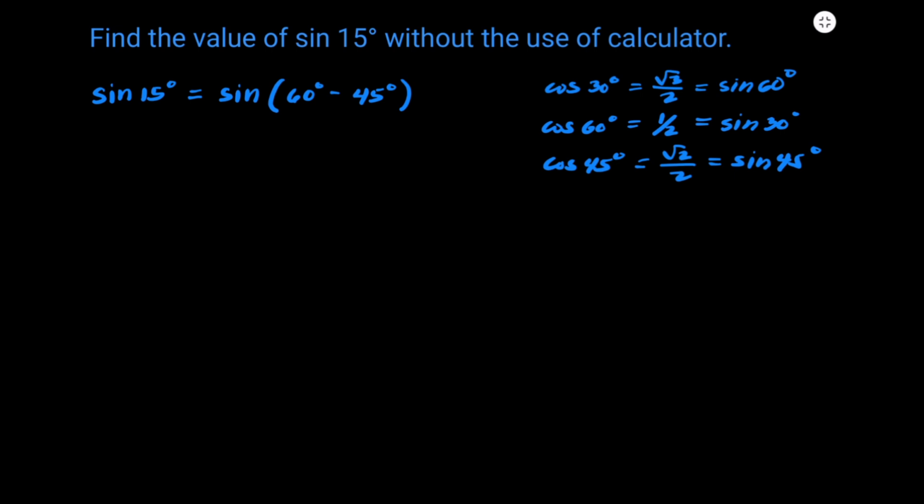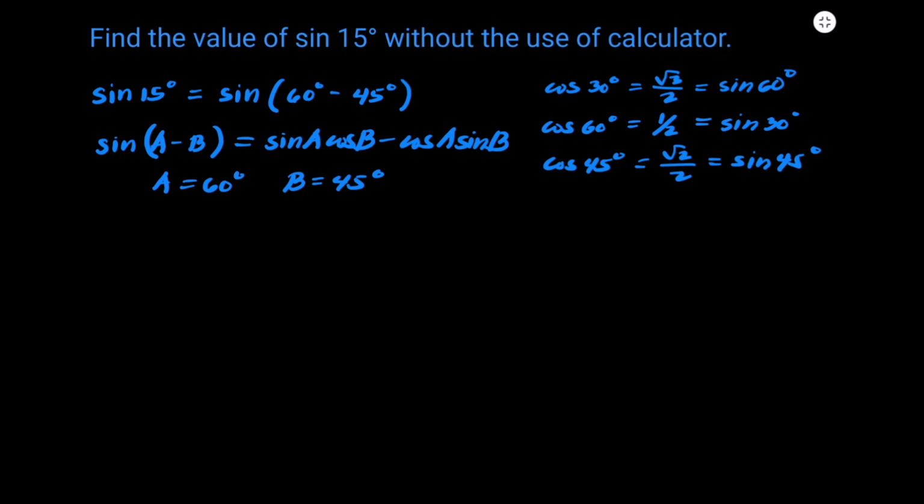If you have sine A minus B, that is equal to sine A times cosine B minus cosine A times sine B. Okay? So from here, A is equal to 60 degrees and B is equal to 45 degrees. So hence, sine 15 degrees is equal to sine 60 degrees minus 45 degrees.